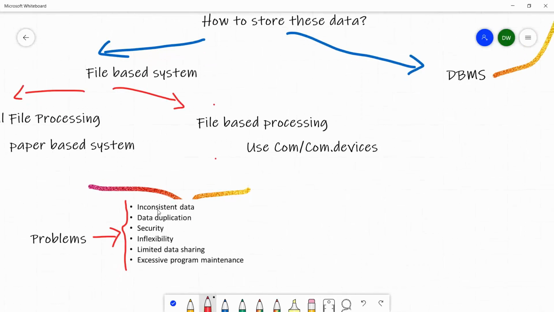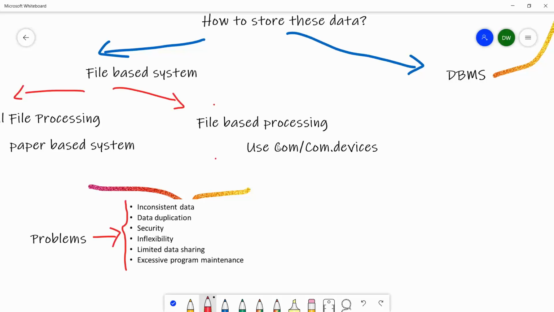Inconsistent data, that means the data may not be consistently written, and data may be duplicated. Same data can be in two places, right? One file may contain your name and your address and your registration number, and another file again has the same data, right? So there can be data duplication, and there can be security problems, right? Because a file can be easily stolen by someone else.